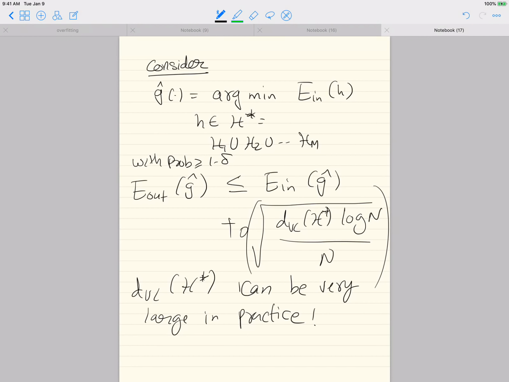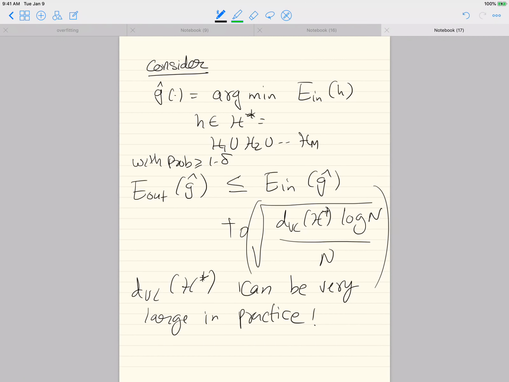That's why, in general, your E out will end up being very large here, because the penalty term can be huge. If you're using complex models, then this penalty term can be extremely large, even if E in is small, which it will be because you're doing an exhaustive search over all models. The second term is going to be overwhelmingly large. So you're really going to be overfitting here.